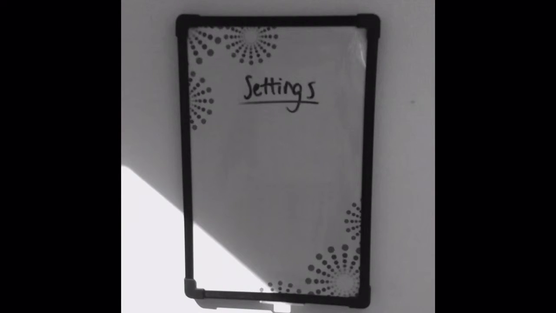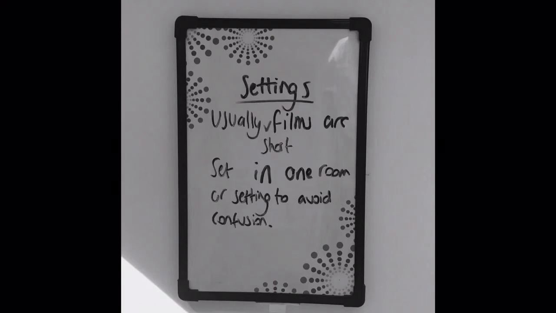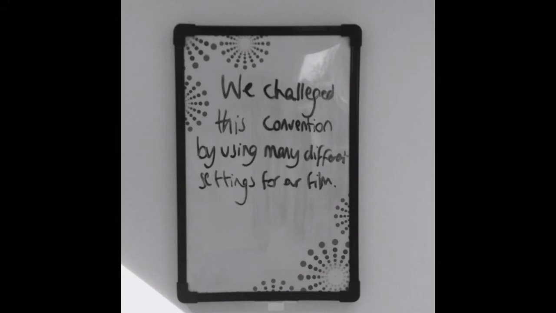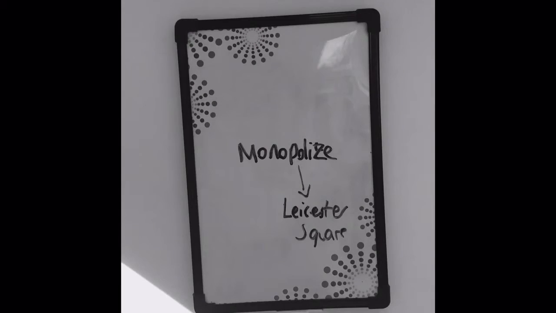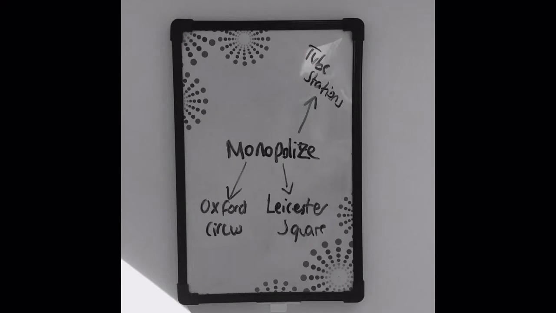Settings. Settings in short films generally take place in one sort of setting so as not to confuse the audience. However, we've decided to go against this because we do need, in an action adventure film, to show travel, obviously. In Monopolize, we've used Leicester Square, Oxford Circus, various tube stations, and a living room of one of our actors' houses. We've used Oxford Circus and Leicester Square as obviously they're featured on the board itself.